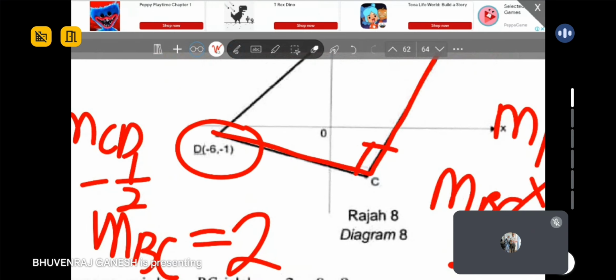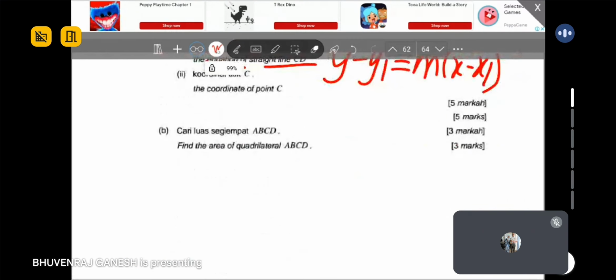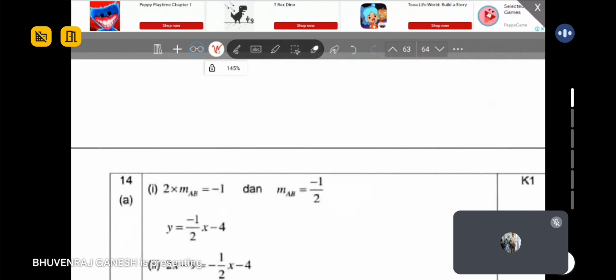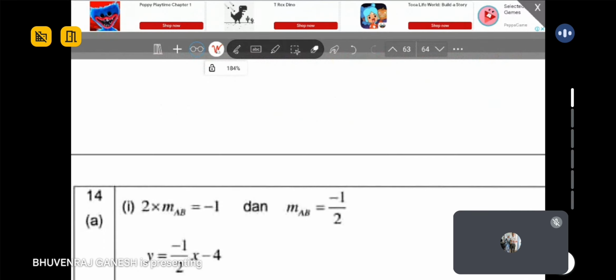Itu saja. Just substitute all the value. Okay, so this is your coordinate. So then you can form the equation. Okay, so this is your answer. Okay, guys? Boleh dapat? Senang kan? Very straightforward. Okay, so you will get the answer like this.